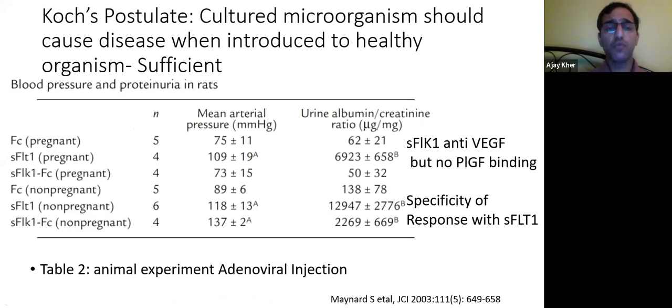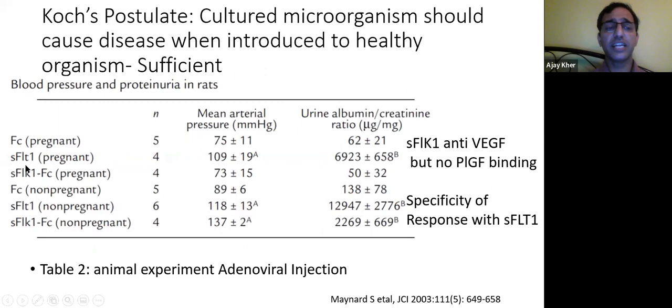Next, they move on to doing an adenoviral injection. This is trying to prove Koch's postulate 3, where you inject the causative agent of the disease into the animal. So what they did is they took Fc adenovirus with just the Fc fragment and injected it into pregnant rats, and the blood pressure remained normal and there was no proteinuria. Next, they took SflT1 in adenovirus and injected it into pregnant rats. And what they see is hypertension and significant proteinuria.